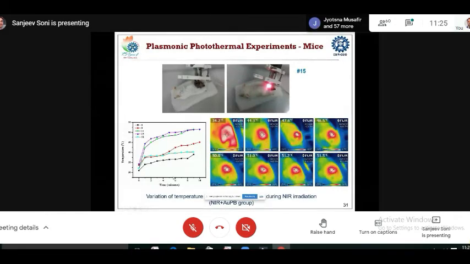You can see there were 5 animals in this group, and for around 3 animals we could attain the desired temperatures of more than 45 degrees Celsius, which are sufficient to kill the tumor. For the other 2 animals, where the temperatures were not attained as much, probably we were not able to deliver the desired nanoparticles based on the tumor characteristics. So these experiments are still going on.